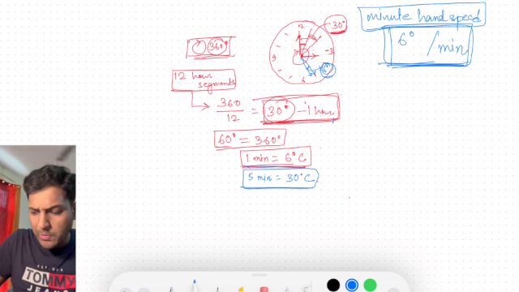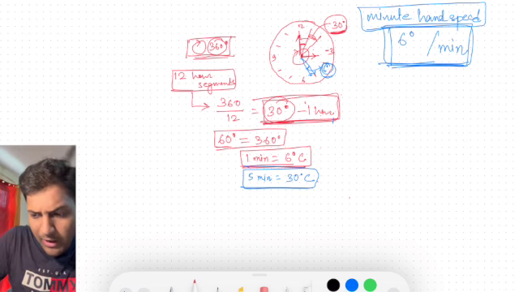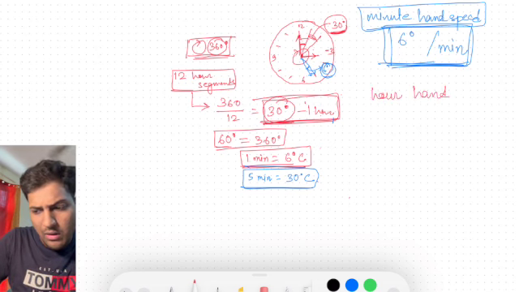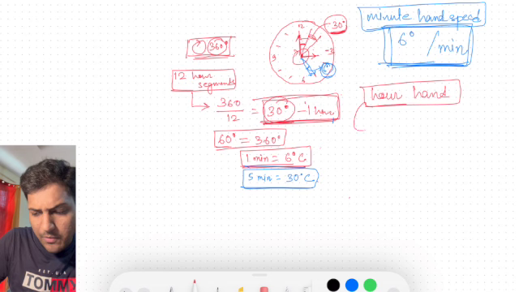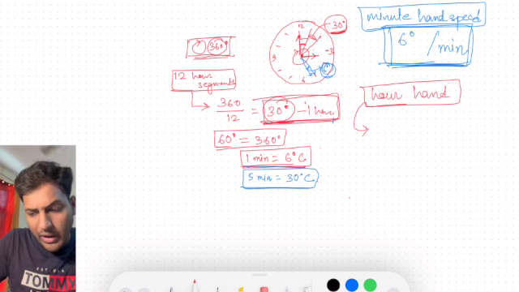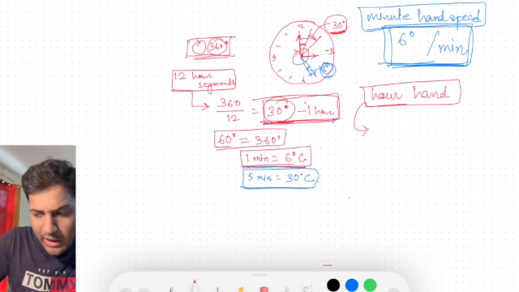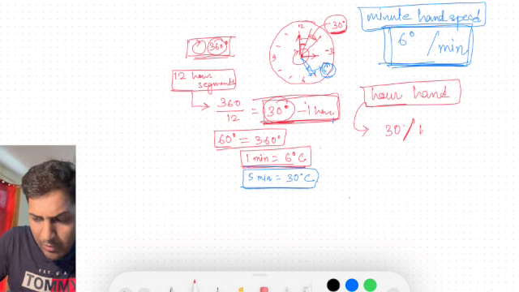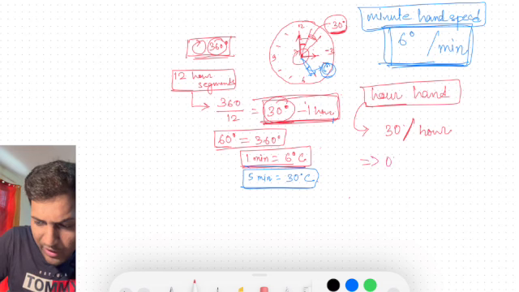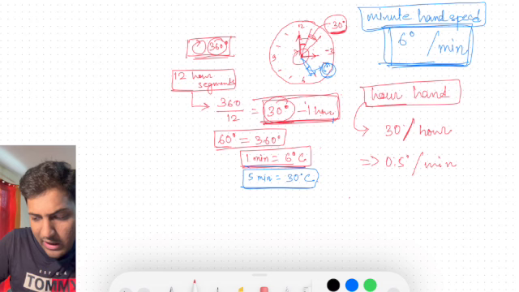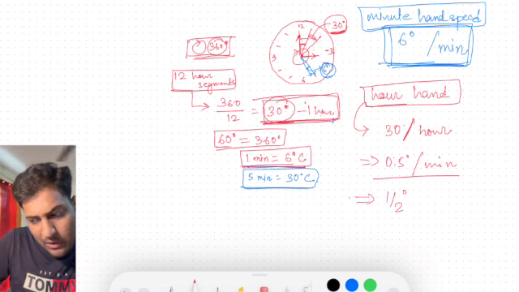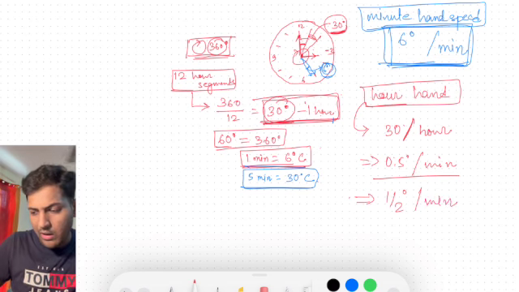So you have understood the speed of minute hand. Now speed of hour hand. Hour hand, what is the speed? In 1 hour it was moving 30 degrees. So 30 degrees in 1 hour, that means 0.5 degree in 1 minute. That means the speed of hour hand is half degree per minute.